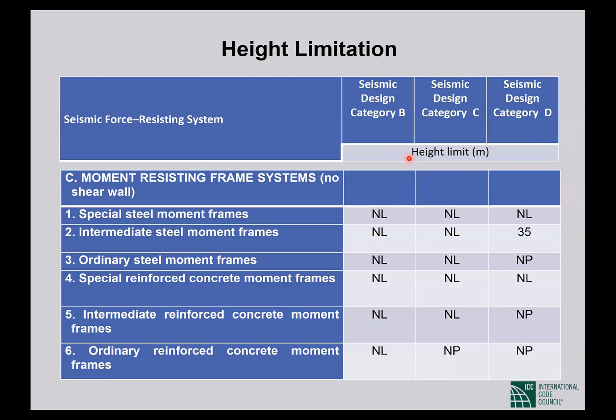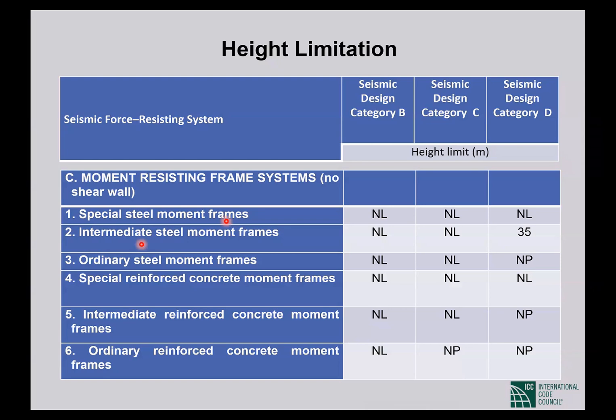Now, there are height limits too. For example, in case of special steel moment frames, intermediate steel moment frames, there are limits. Let's see seismic design category D. Ordinary moment frame is not permitted. Intermediate moment frame, for concrete, is not permitted. So you understand, that's why I said design category D corresponds to special moment frame. So there is no height limit for design category D if we construct a special concrete moment frame.